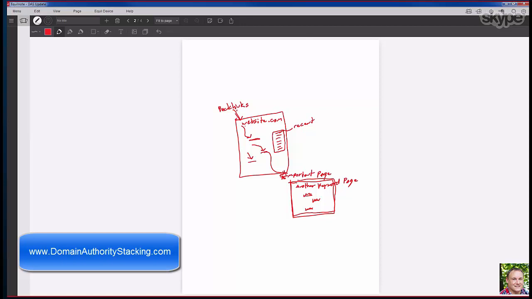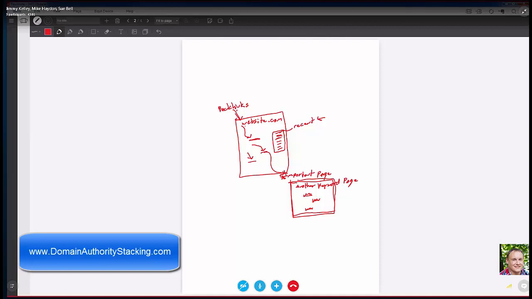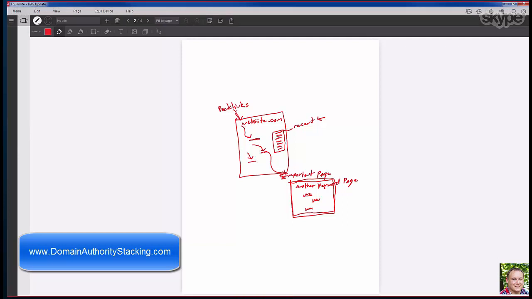And the same thing with the recent blog posts. I mean, recent blog posts are good. You should keep putting out great content, and the more content you put out, that widget should be toast. But as you add new content, that link juice just goes away from the homepage as you put in another blog post.